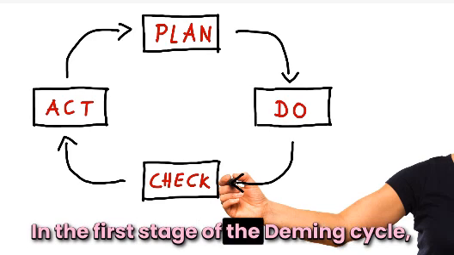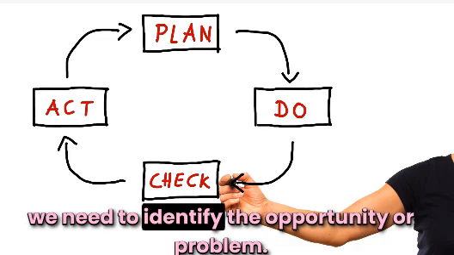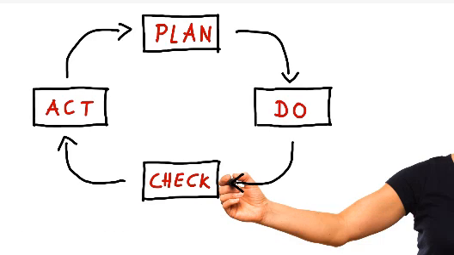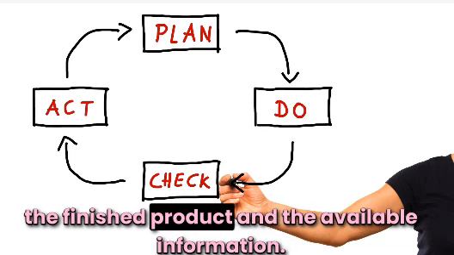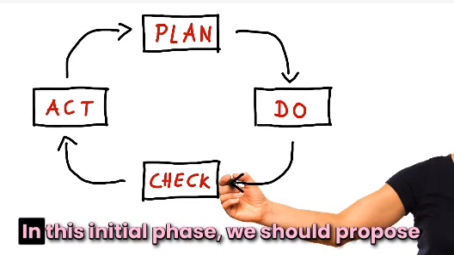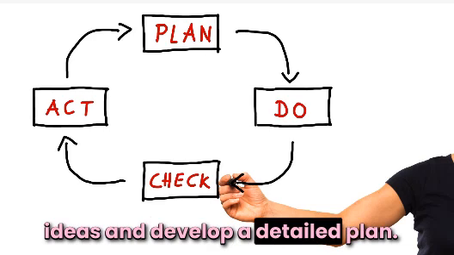In the first stage of the Deming Cycle, we need to identify the opportunity or problem. We must thoroughly examine the standard conditions of the finished product and the available information. In this initial phase, we should propose ideas and develop a detailed plan.